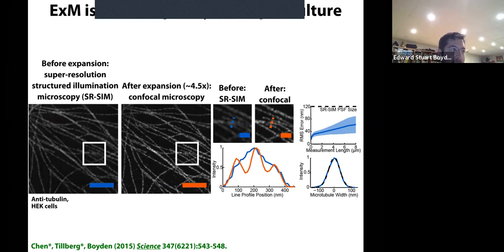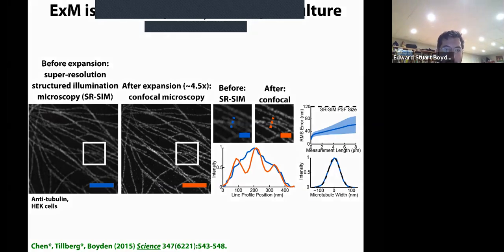Now earlier I told you that the polymer threads are only a couple nanometers apart. If you expand big enough, could you see even better? As I'll show you later in the talk, we can do that. But even with only 4 or 5-fold expansion, there are many things you can see.